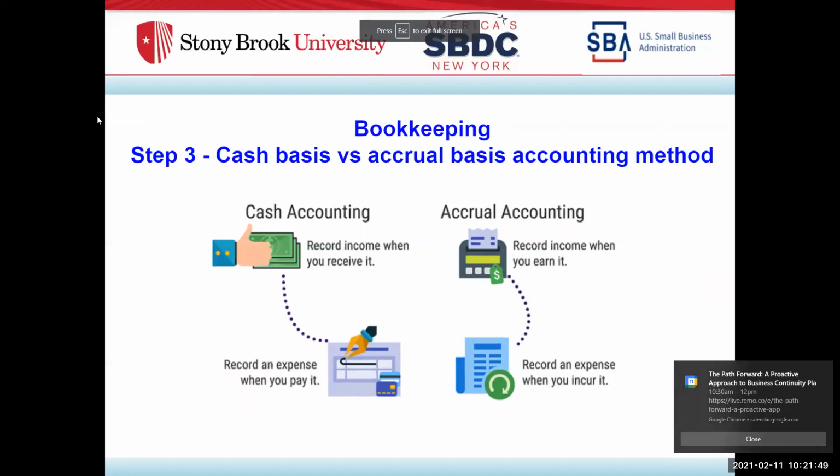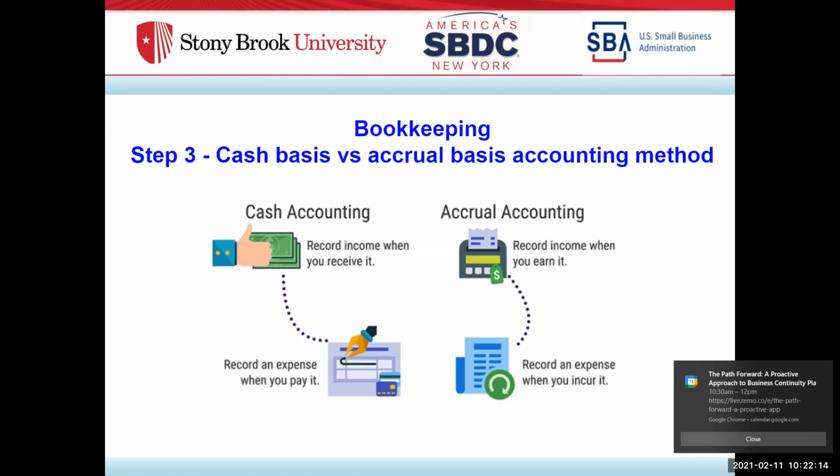The next step of bookkeeping is to choose either a cash-based or accrual-based accounting method. So with a cash-based method, the sales revenue is recorded when you receive cash payments from customers, and expense is recorded when cash is paid out to your suppliers or employees.